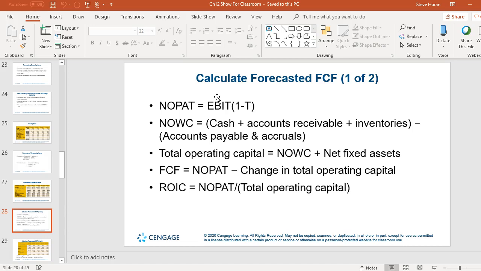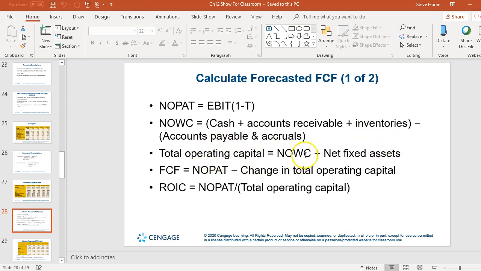So I start out with my NOPAT equals my EBIT times 1 minus T. So remember that NOPAT is net operating profit after tax. EBIT is earnings before interest and tax times 1 minus T. Okay. Net operating working capital, the NOWC, is cash plus receivables plus inventories, the asset side, minus AP and accruals. Net operating working capital does not include notes payable. So we do not include short-term debt in that. It's kind of everything else besides debt. So I just want to make sure you guys kind of notice that.